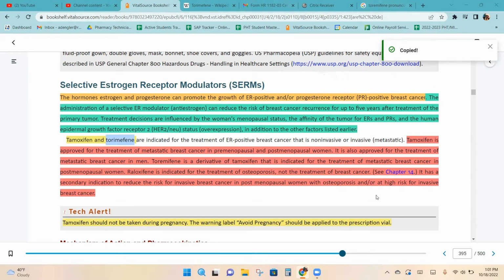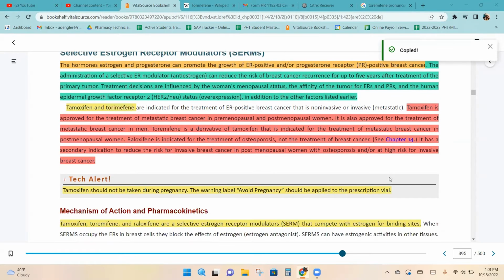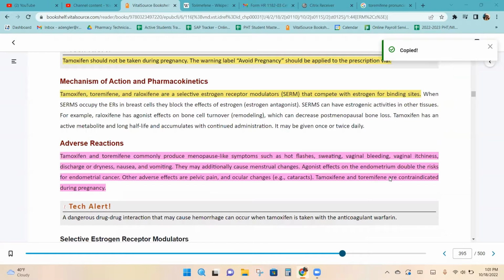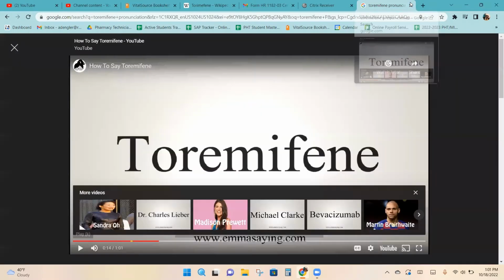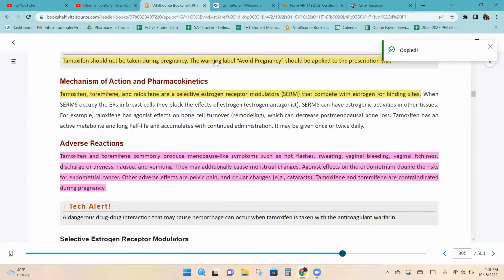Tamoxifen should not be taken during pregnancy, and the warning label "avoid pregnancy" should be printed or applied to the prescription label. Tamoxifen, toremifene, and raloxifene are selective estrogen receptor modulators that compete with estrogen for binding sites.